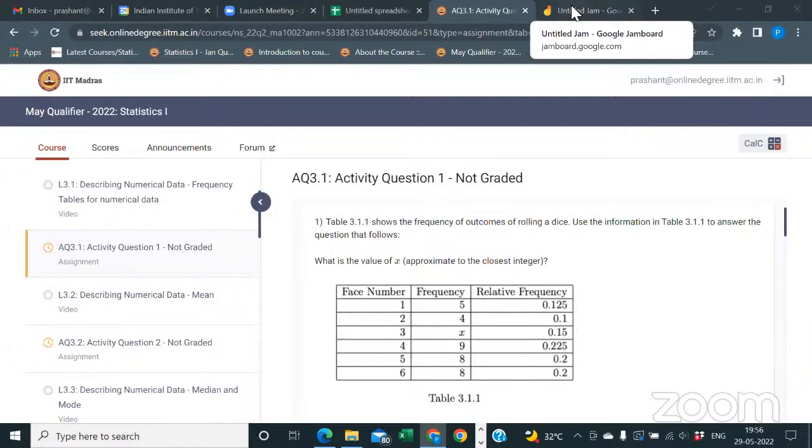Now you can move on. Total number of relative frequency upon total number of frequency, right, sir? Yes. Relative frequency equals frequency divided by the total number of observations. So for finding this, we have to find the total number of frequency so that we can find x.